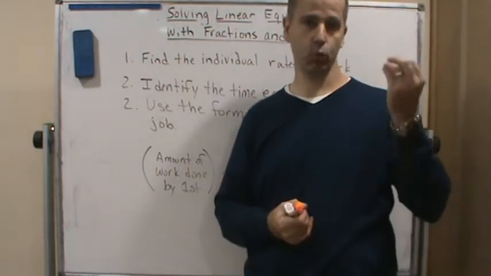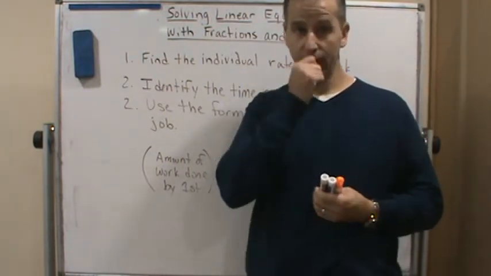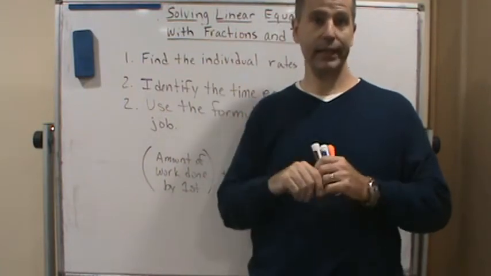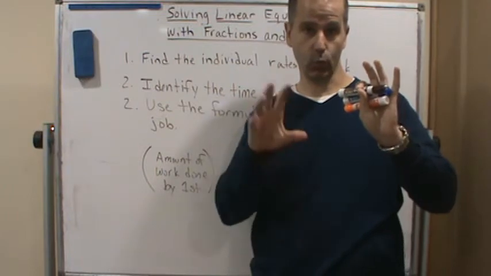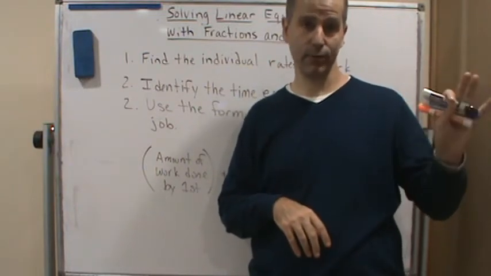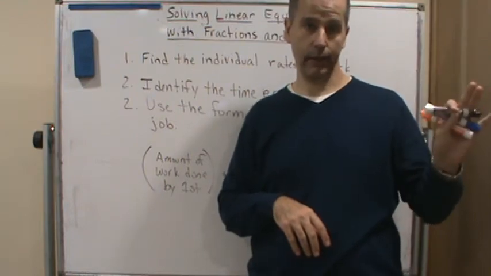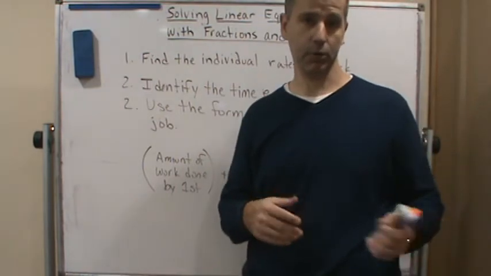His rate was 1/3 of a door per hour, so it used the formula: work done equals the rate of the work times the amount of time, where the rate is how fast the person or machine works. And we found that he could install 14 doors in 40 hours.